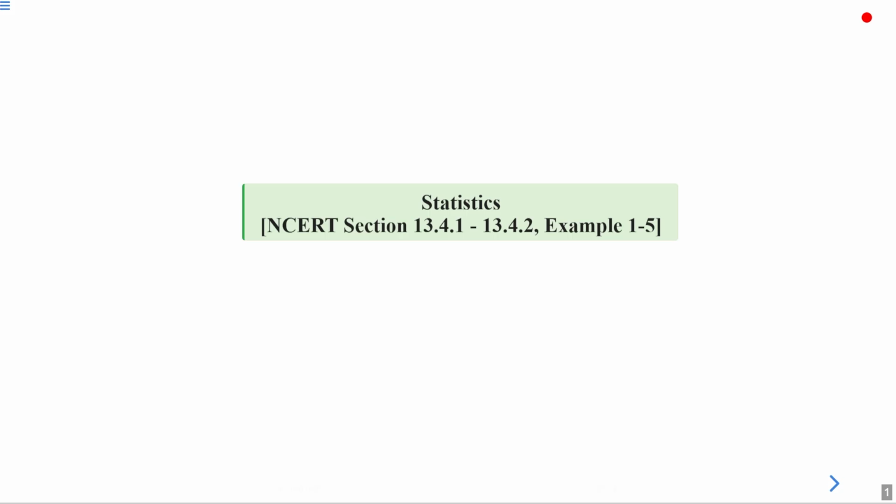Today we will cover NCERT section 13.4.1 to 13.4.2 and examples 1 to 5.